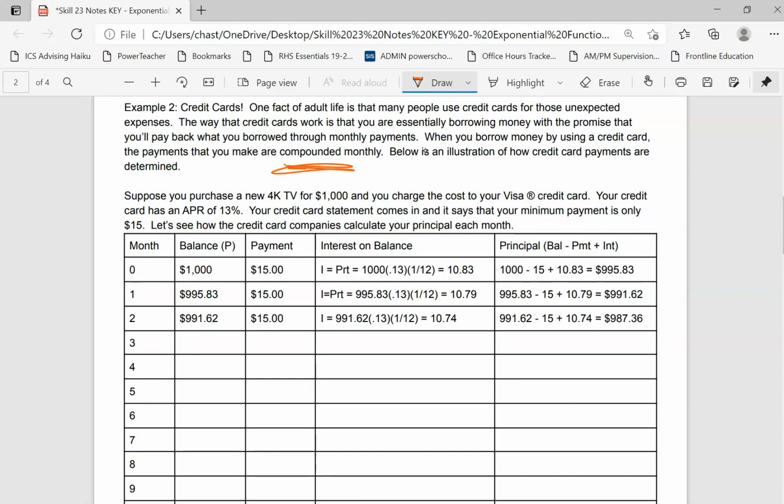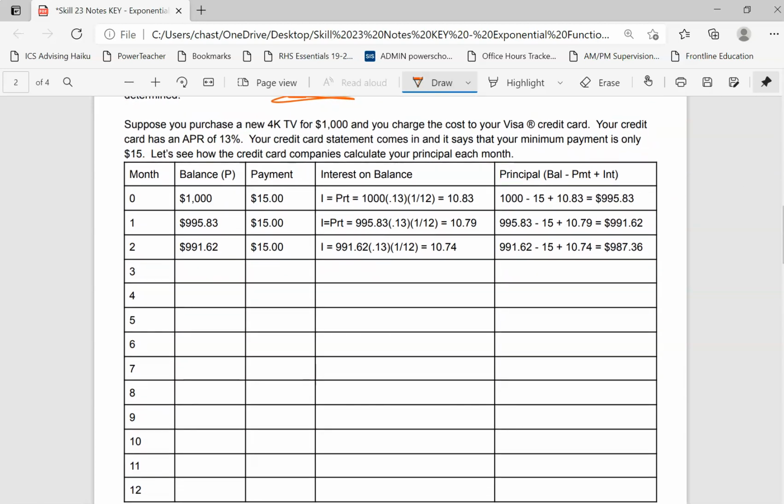Sorry. So below is an illustration of how credit card payments are determined. So let's say that you really want to purchase a new 4K TV for $1,000 and you charge the cost to your Visa credit card. Your credit card has an APR of 13%. So that means over the course of the year, your interest rate is 13%. Your credit card statement comes in and it says that your minimum payment is only $15. So I want to show you kind of a pitfall that sometimes people make when they do credit cards.